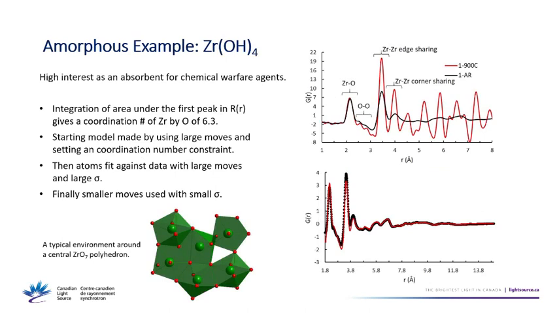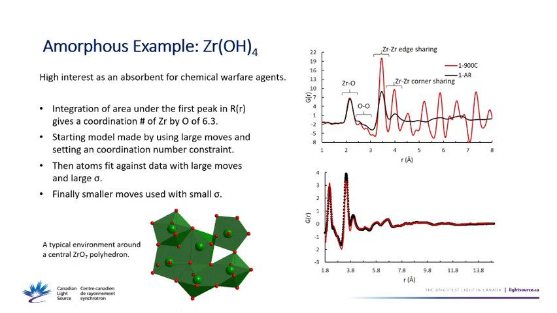So this is zirconium hydroxide, and this is the PDF. You can see it has no long-range order. It has a little bit of order up to about 12, and some moderate order up to about 8. So what I did was I took this first peak here, which is just from zirconium-oxygen. I converted this G of R to an R of R, integrated it, and figured out that it had an average coordination number of about 6.3.